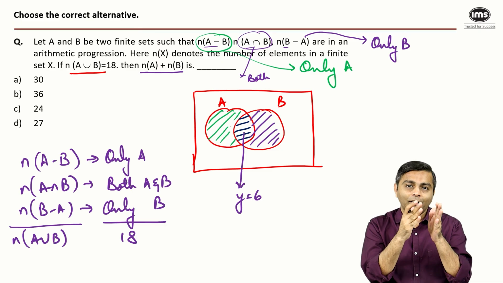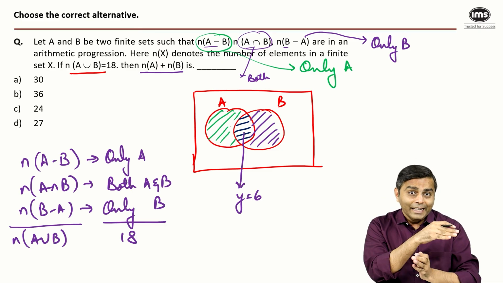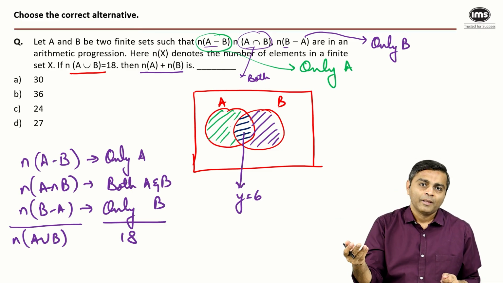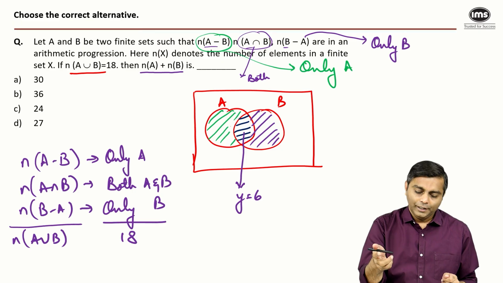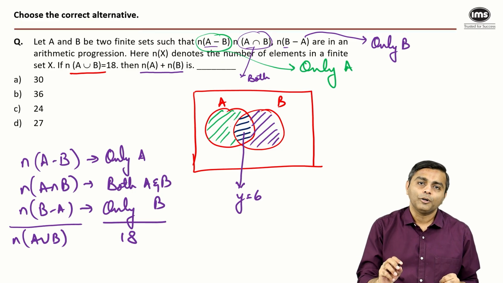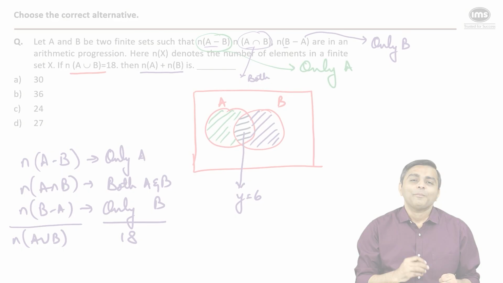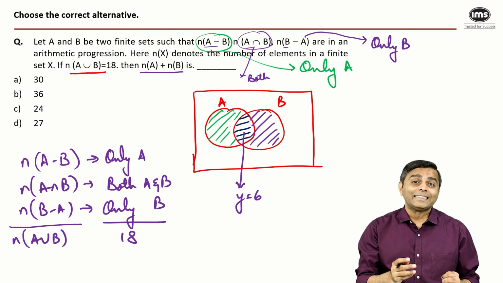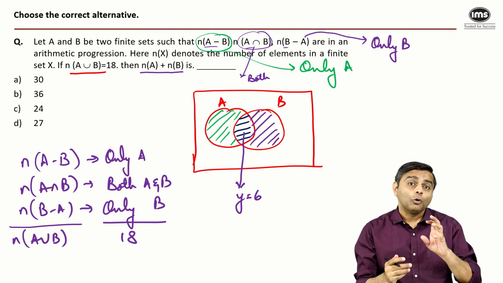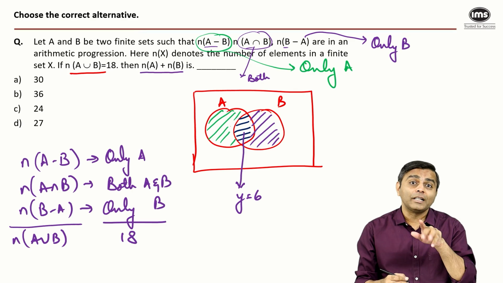only A intersection and only B, in this order, they are in AP, correct? So therefore, we are able to find out that the middle guy is nothing but equal to 6. Okay. Now we know that the middle guy is 6, and we also know only A, only B are in AP. Correct. So the only numbers that will fit, and remember the addition is 18.